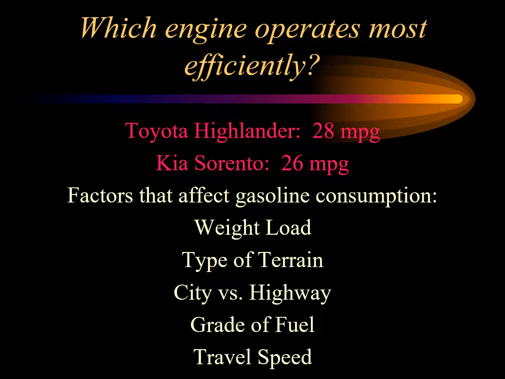So, if I were to ask you which engine operates most efficiently, a Toyota Highlander or a Kia Sorento, and let's say the Highlander gets 28 miles per gallon and the Sorento gets 26 miles per gallon. Okay, and that's all you knew up front. What would your answer be? And a lot of people, not everybody, might assume that the Highlander is more efficient because you get more miles per gallon. And so what I want to do is use this as a metaphor for profits.